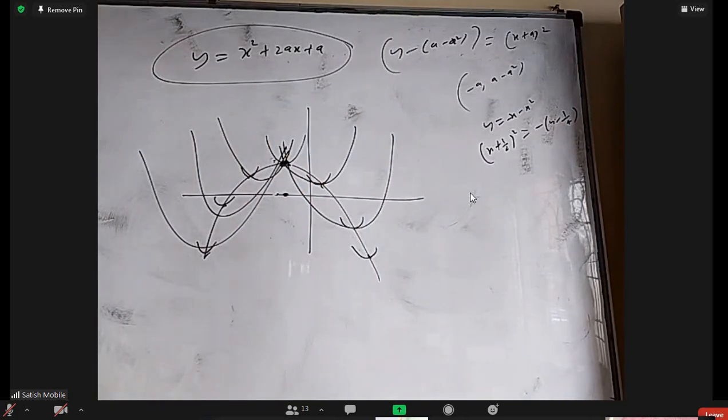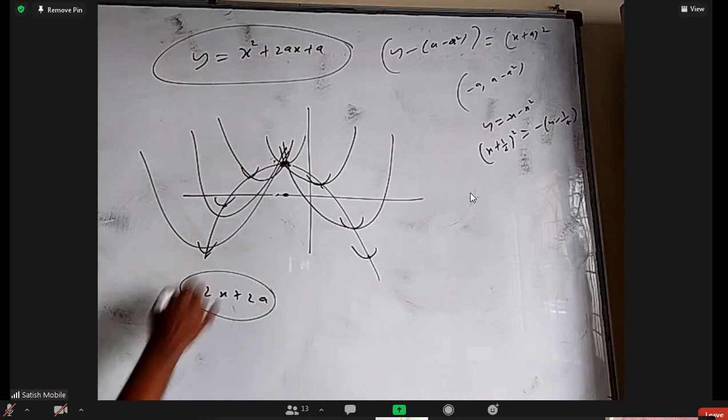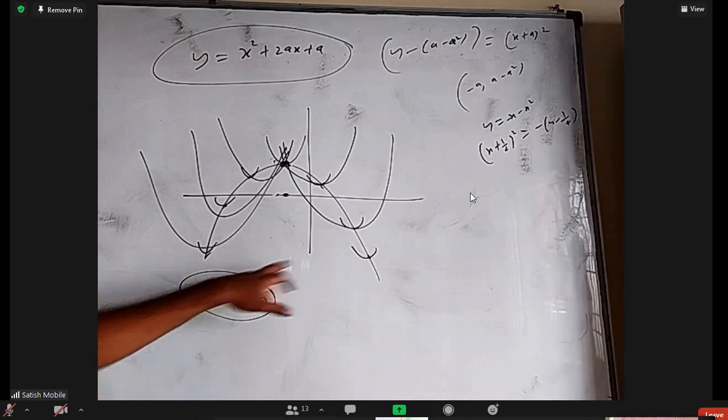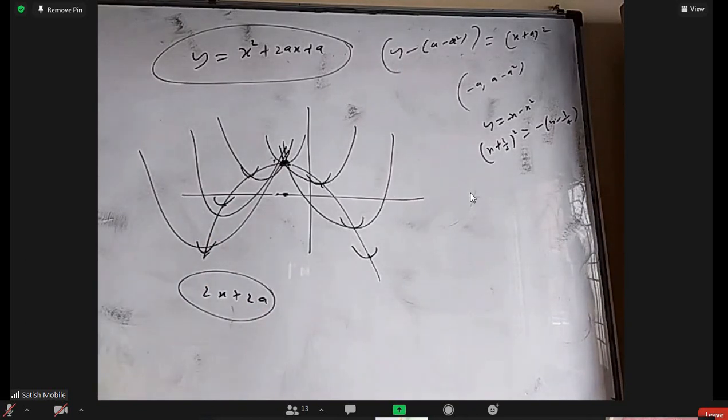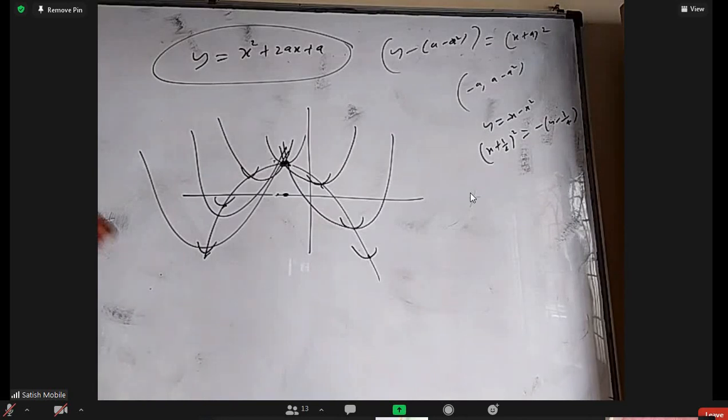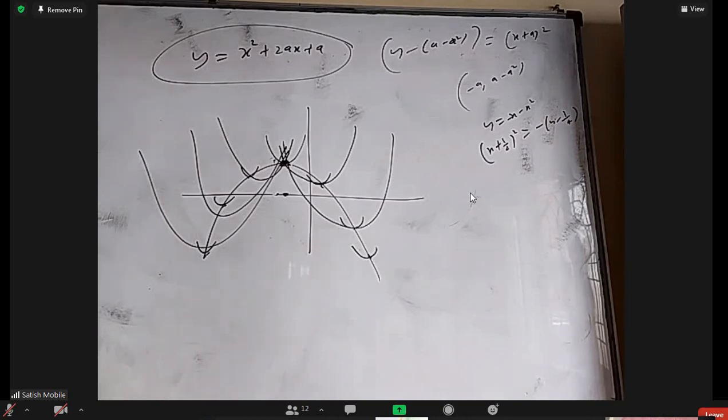The derivative comes to x plus 2a. At minus a, the root of... It's all good. Just I wanted to know about the nature of the curve.